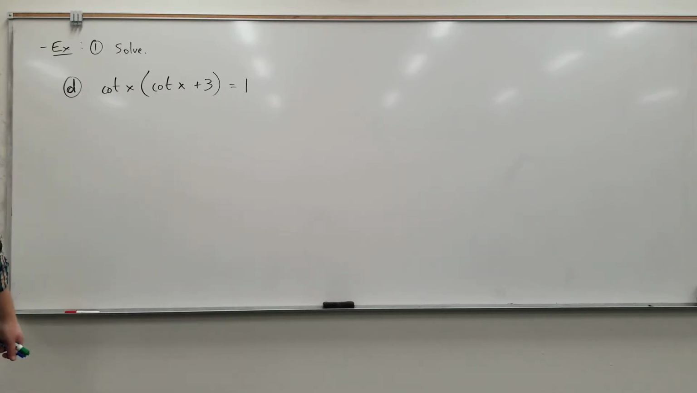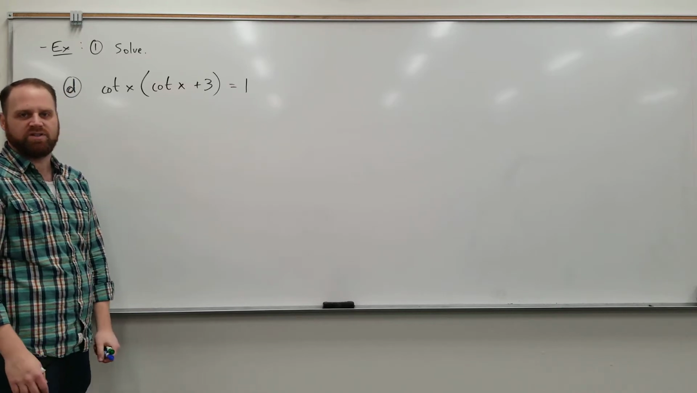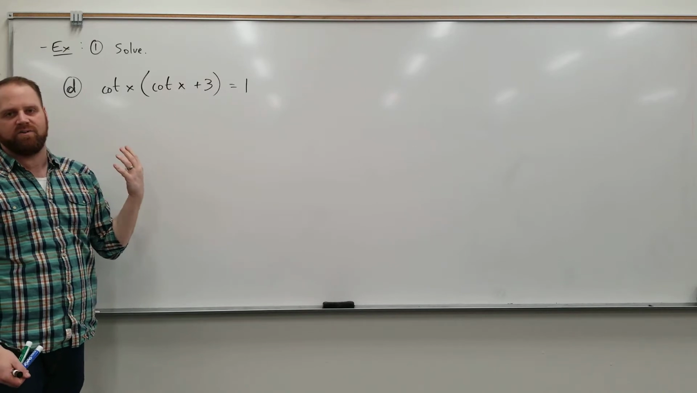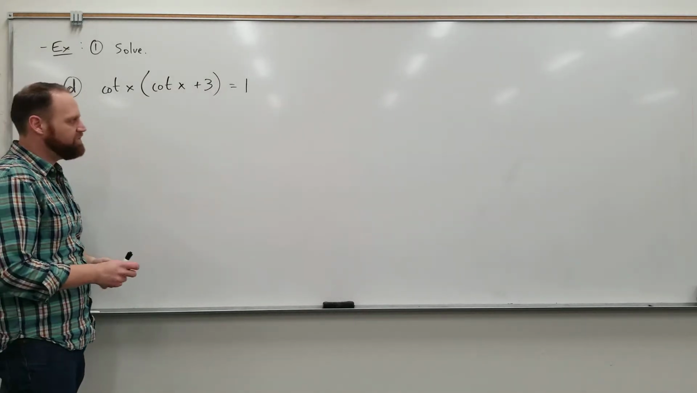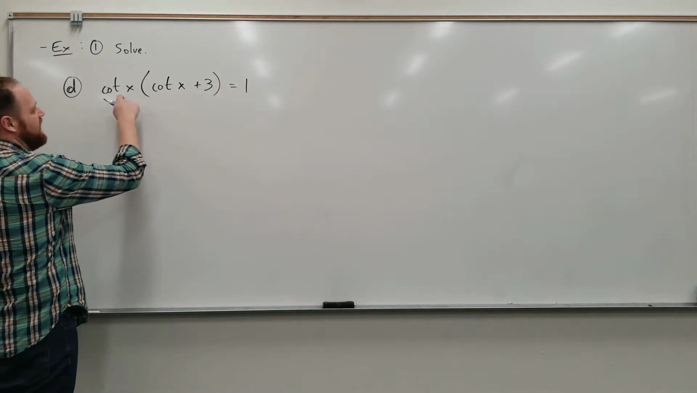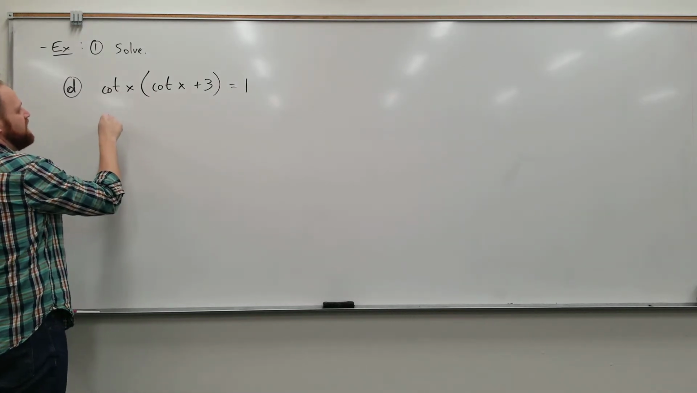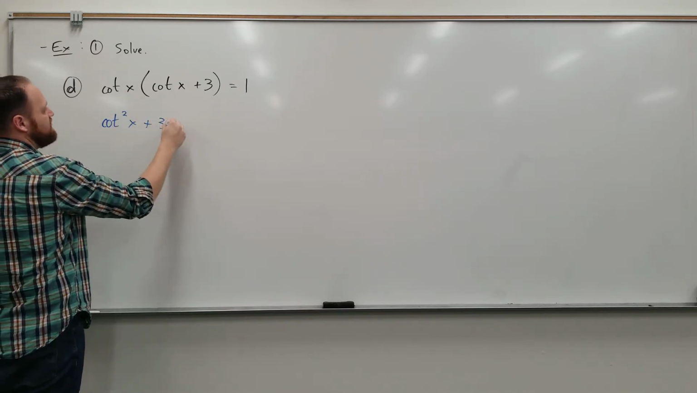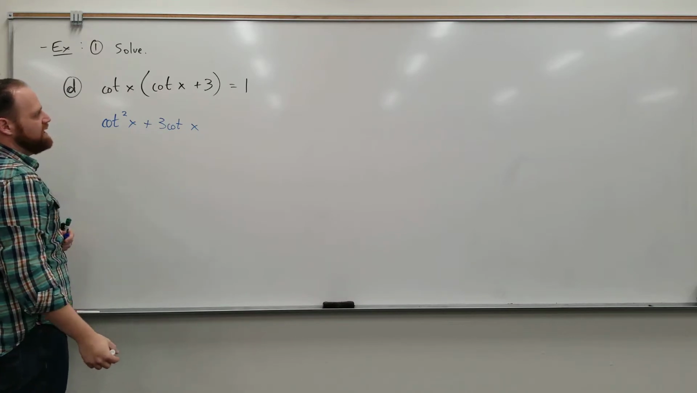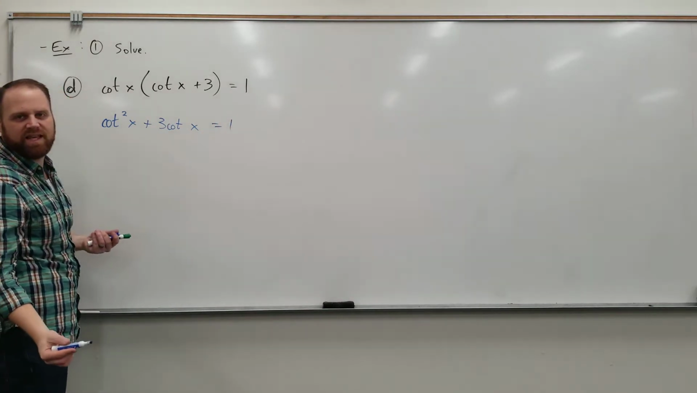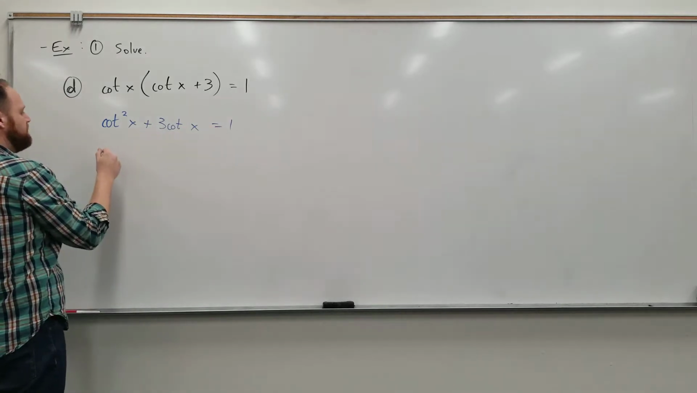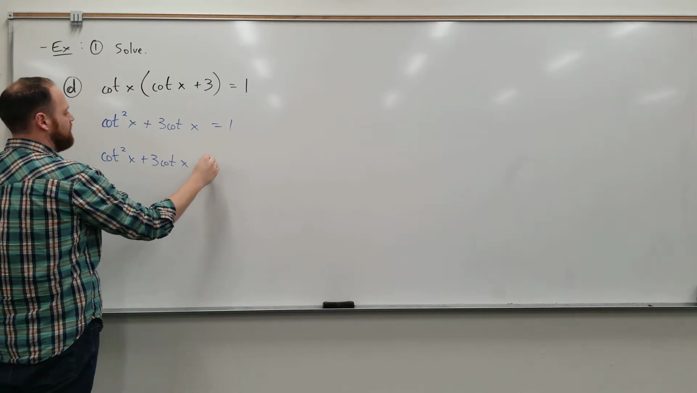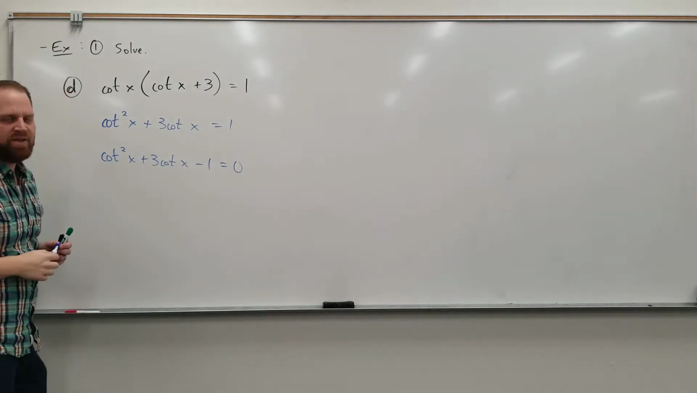Well, when you were working on polynomial equations, what did you do? You expanded this, moved that over, and then refactored it, right? And that's what we're going to have to do here. So let's do it. If I distribute the cotangent, I'm going to get cotangent squared x plus 3 cotangent x equals 1. So thankfully that's not too terrible. Then we can move the 1 over. And now we can factor.